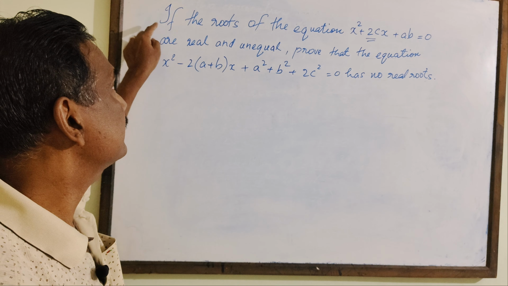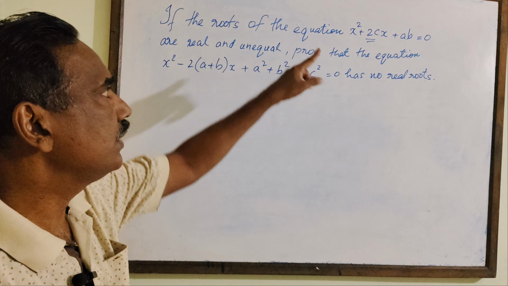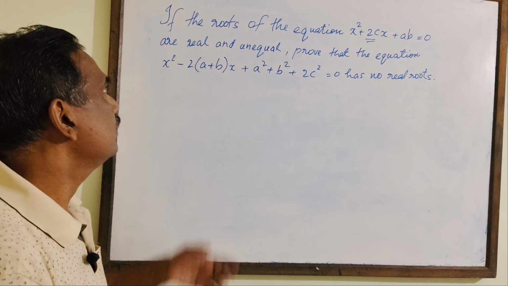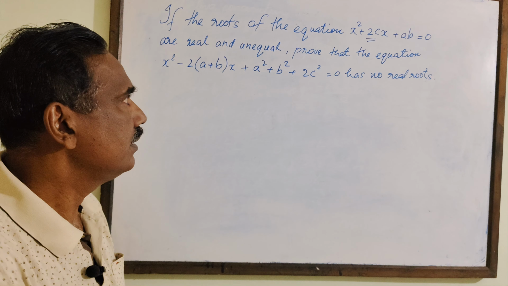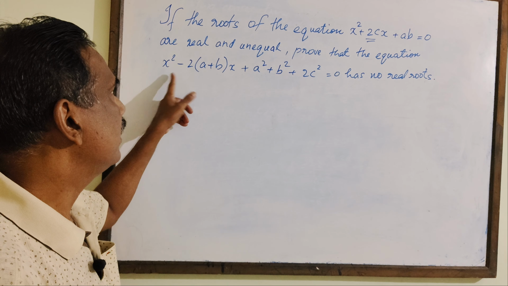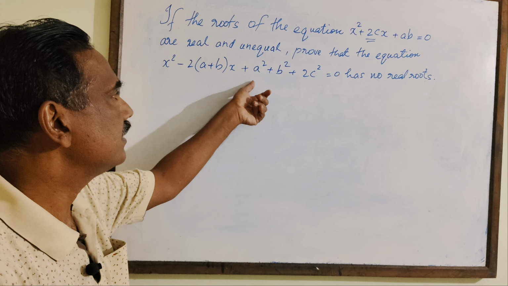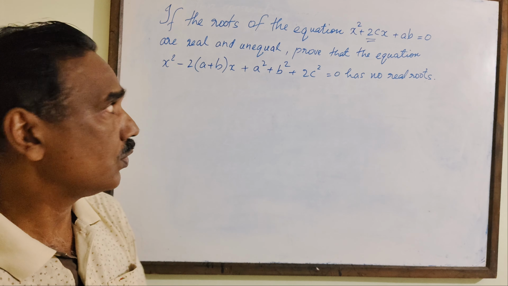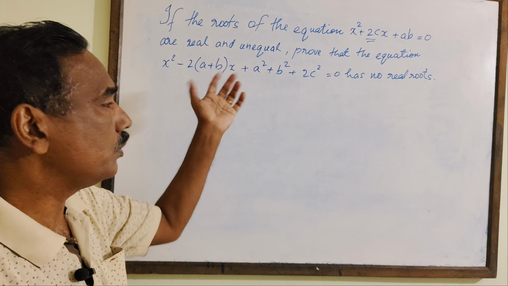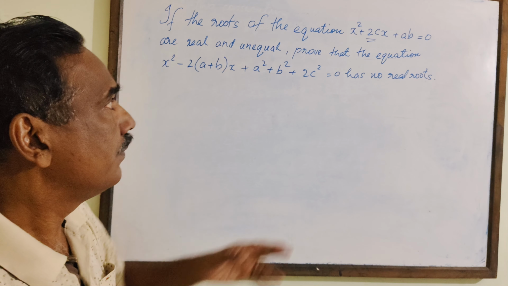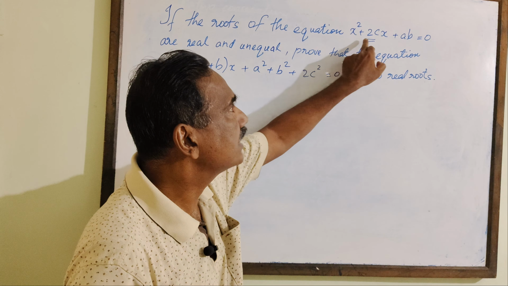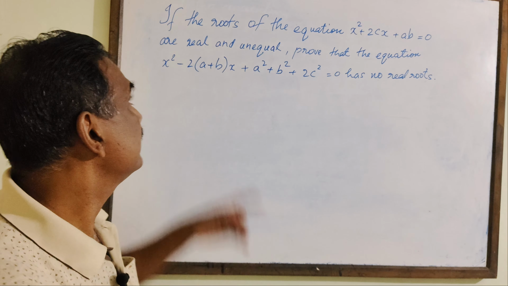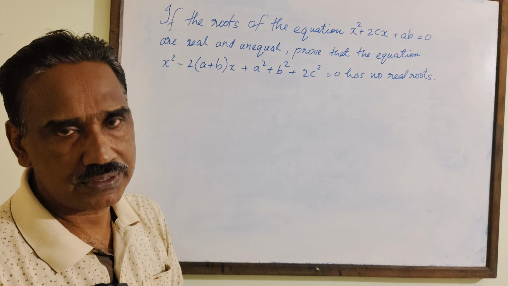First of that is, if the roots of the equation x square plus 2cx plus ab equal to 0 are real and unequal, prove that the equation x square minus 2 into (a plus b)x plus a square plus b square plus 2c square equal to 0 has no real roots. There are 2 quadratic equations. First equation, it is given that x square plus 2cx plus ab equal to 0 has real and unequal roots.